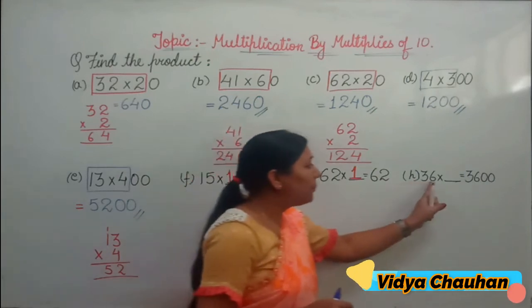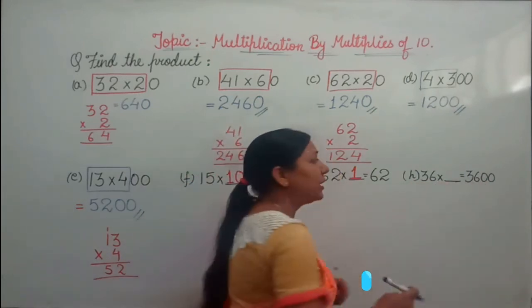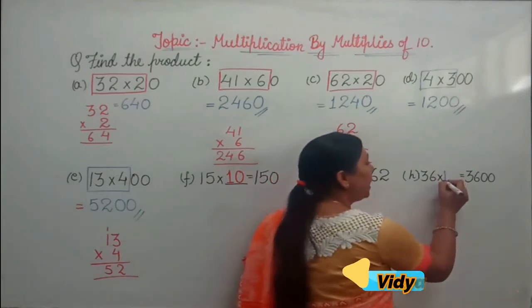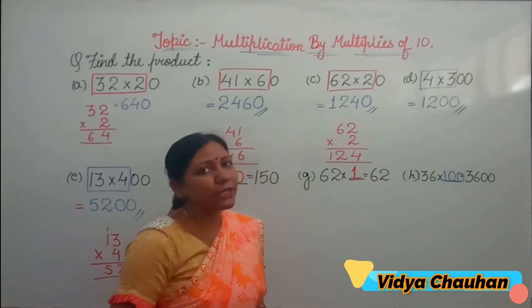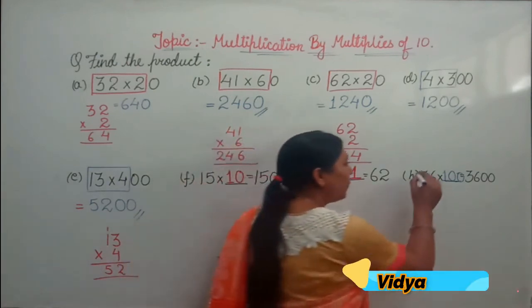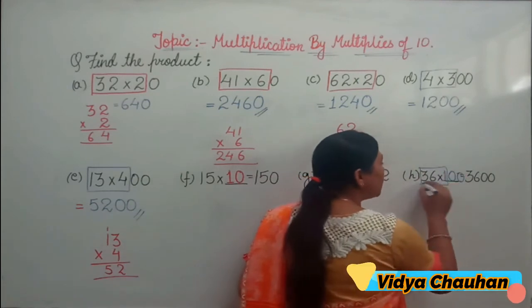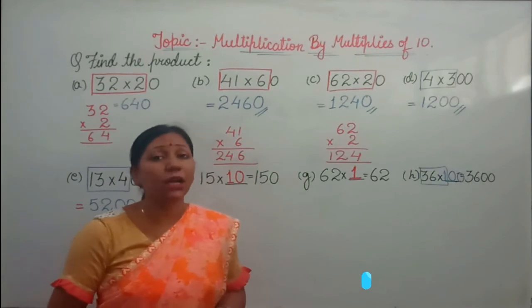So the number is the same. What is the change? Only two zeros are included. So by which value should we multiply? We will multiply by 100. So 36 multiplied by 100 will give 3600. How? Because 36 ones are 36 along with the two zeros, so it will give 3600.